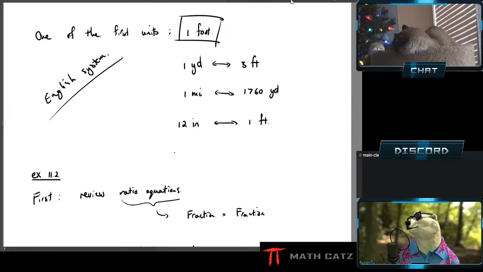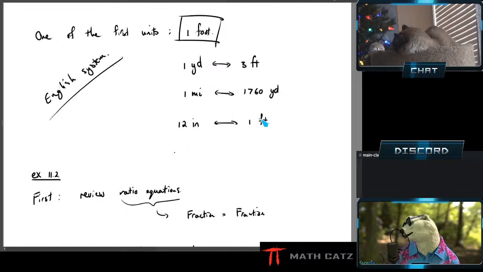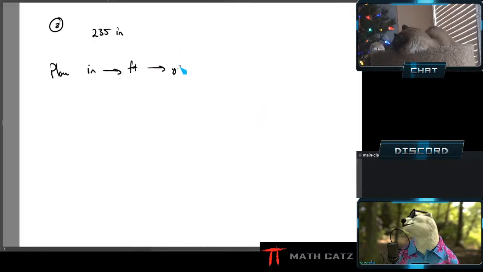Inches to feet for sure. It's the only option I have. Then feet to yards. Then yards to miles. Okay, it's not a big deal. Doesn't really matter how long the chain is.